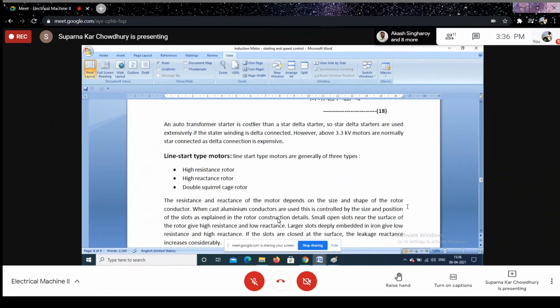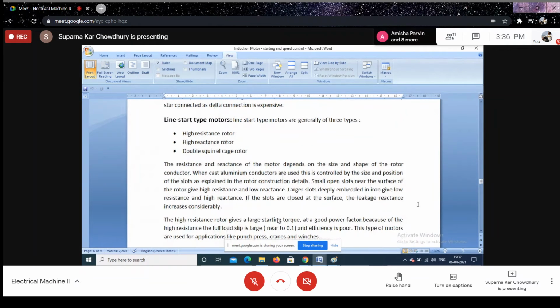Now for line start motors, that is, motors which are directly online started, generally we can have 3 types depending on the motor parameters: high resistance rotor, high reactance rotor, and double squirrel cage rotor. Resistance and reactance of the motor depend on the size and shape of the rotor slot.